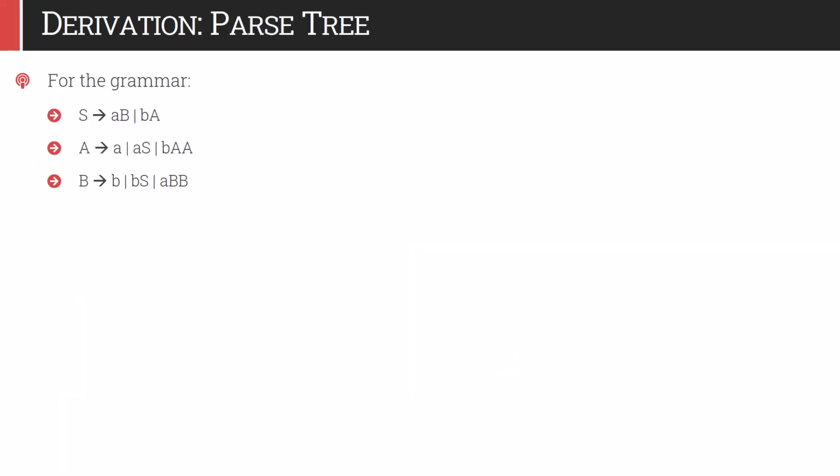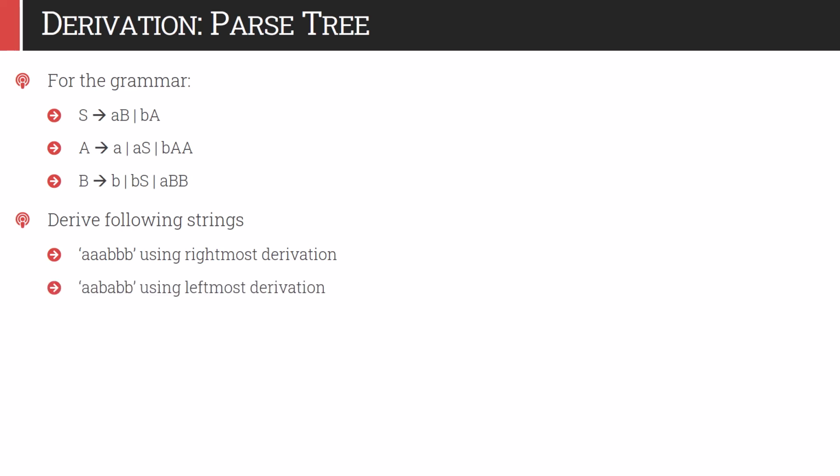Derivation using a parse tree for the grammar S gives AB or BA. Similarly, we have 3 productions for A, 3 productions for B. And we have to derive the rightmost derivation for the triple A, triple B string and the leftmost derivation for double A, B, double B. So let us see. We are starting with S gives AB because S is by default the initial production. So we will always start with S.